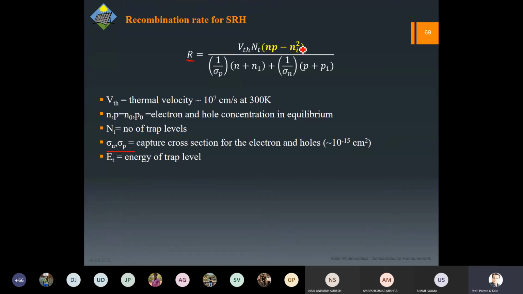What is important for us is this particular np minus ni squared. It indicates the excess concentration that we have. And the second important thing is the trap levels, how many trap levels are available for us. Now this n and p are the concentration levels, right? So we can find out their value.